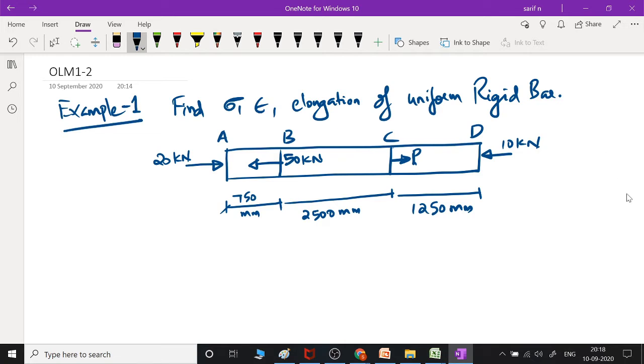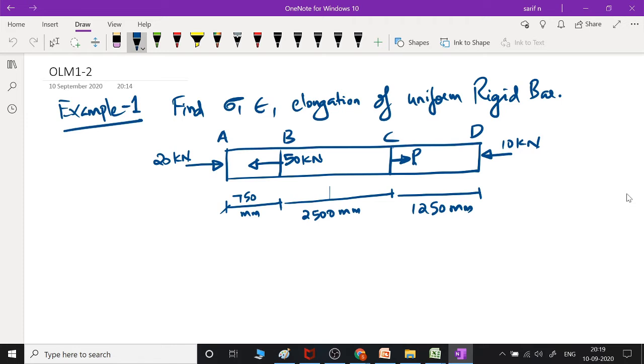The uniform rigid bar in the question has three different portions. One is 750 mm long, another 2500 mm, and another 1250 mm in length. So three different portions are there. In the region AB, the state of stress is going to be uniform, and similarly in the region BC the state of stress is going to be uniform. Similarly in the region CD the state of stress will be uniform, that is, between two points of loading the state of stress will remain the same.